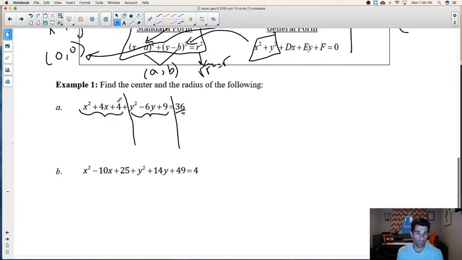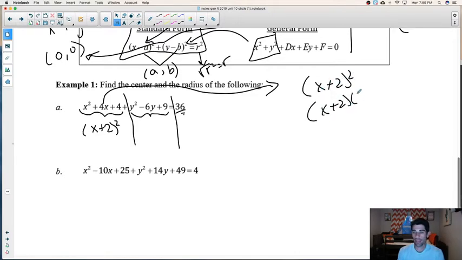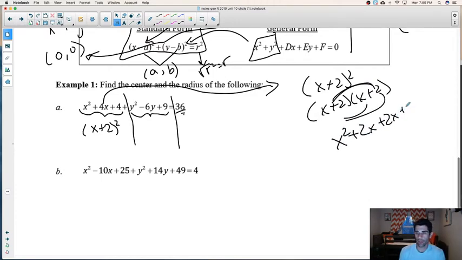And I know that because if I took that, that becomes the factored form of x plus 2 squared. The whole reason I have that is if I actually sat there and did the math and proved it to you with the distributive property, you're going to get x squared plus 2x plus 2x plus 4, which is x squared plus 4x plus 4. So you're basically turning this into that.